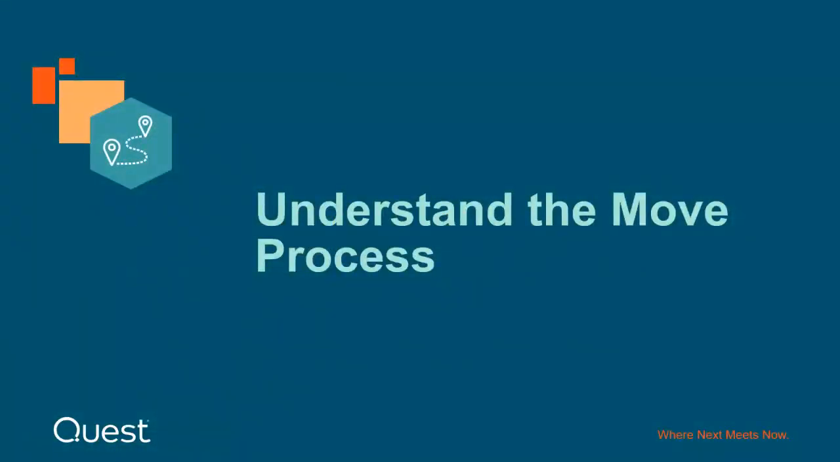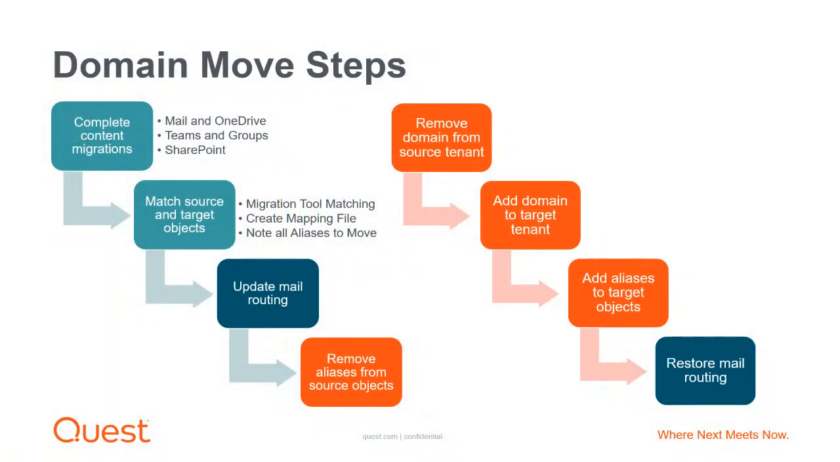We've talked about many decisions that will help you prepare for a successful domain move. Now let's review the steps that will take place during the domain move event itself. The first step is to ensure that you finalize your preparation tasks, including completing your content migrations and creating your mapping file. Make sure you have identified all aliases that need to move, not just the primary SMTP.